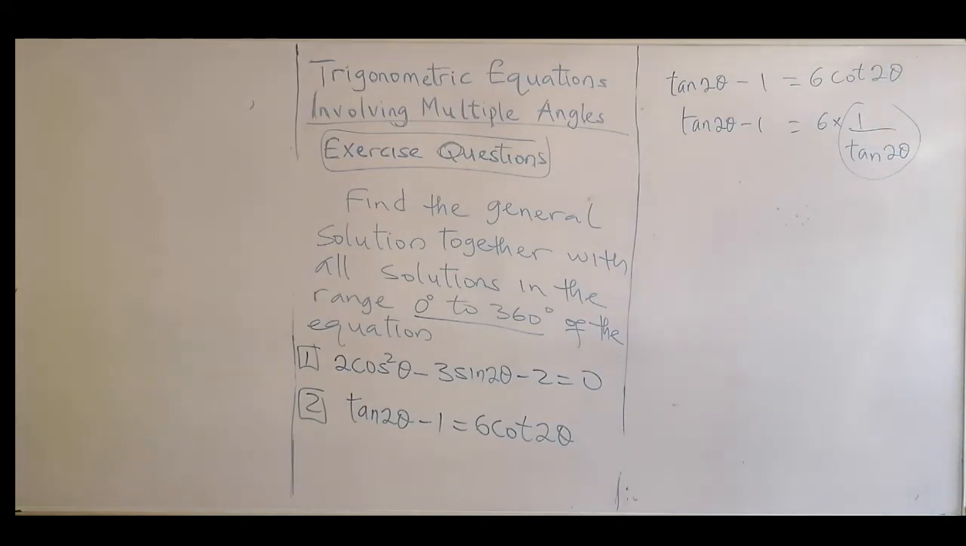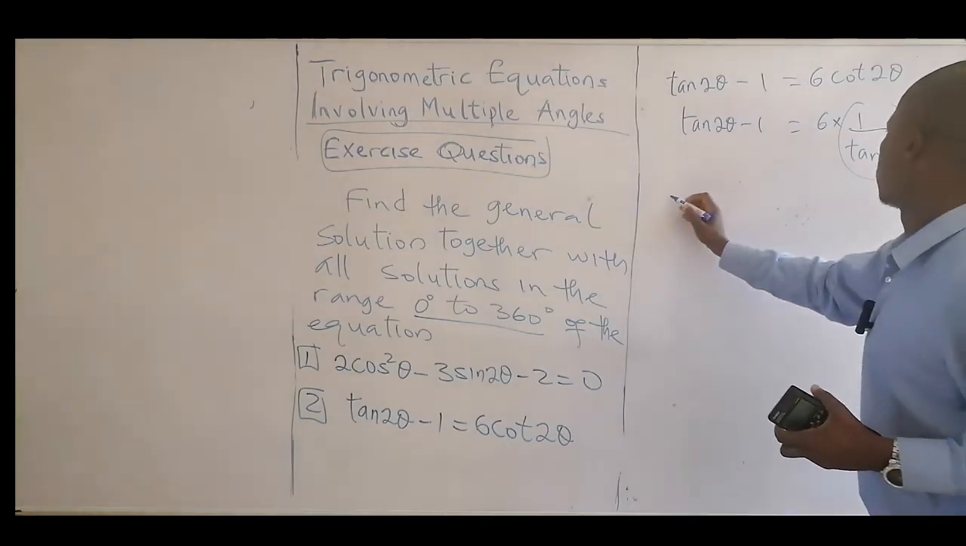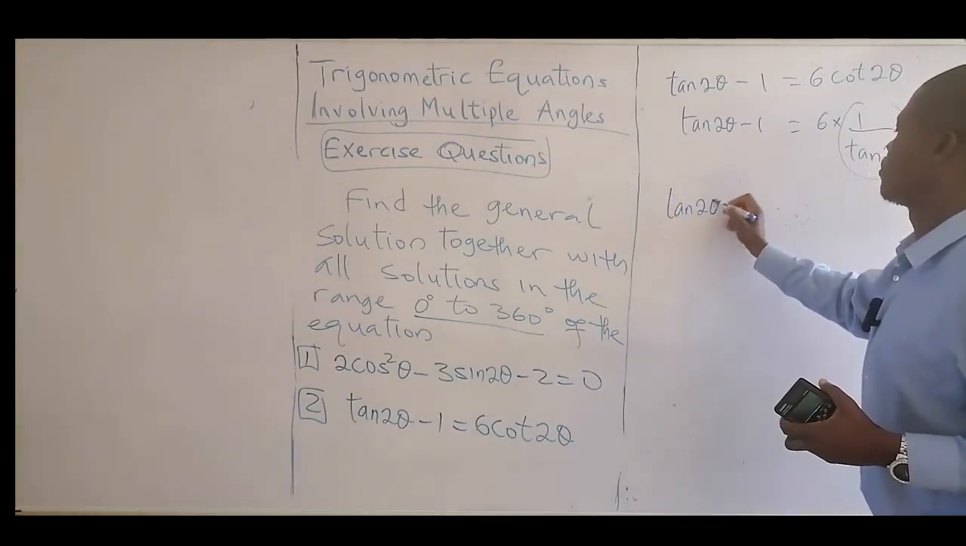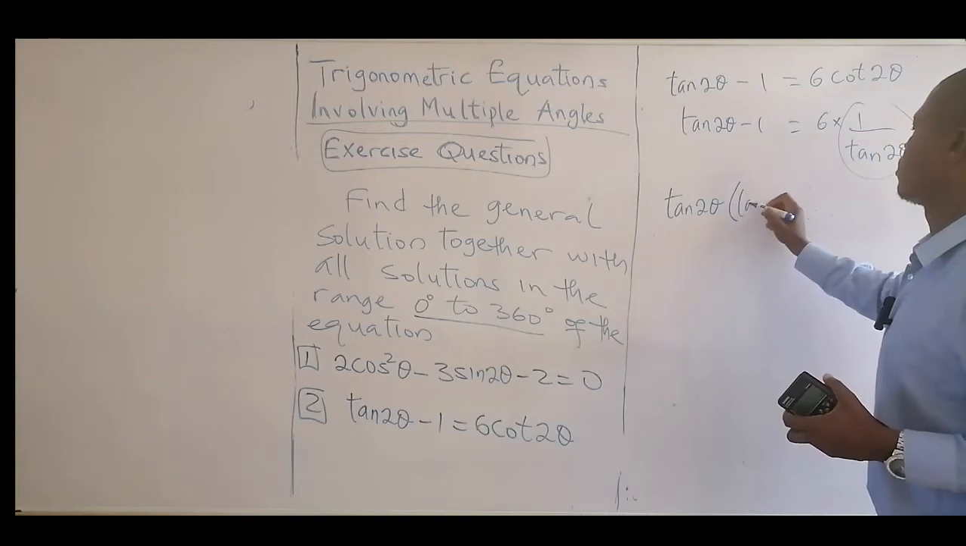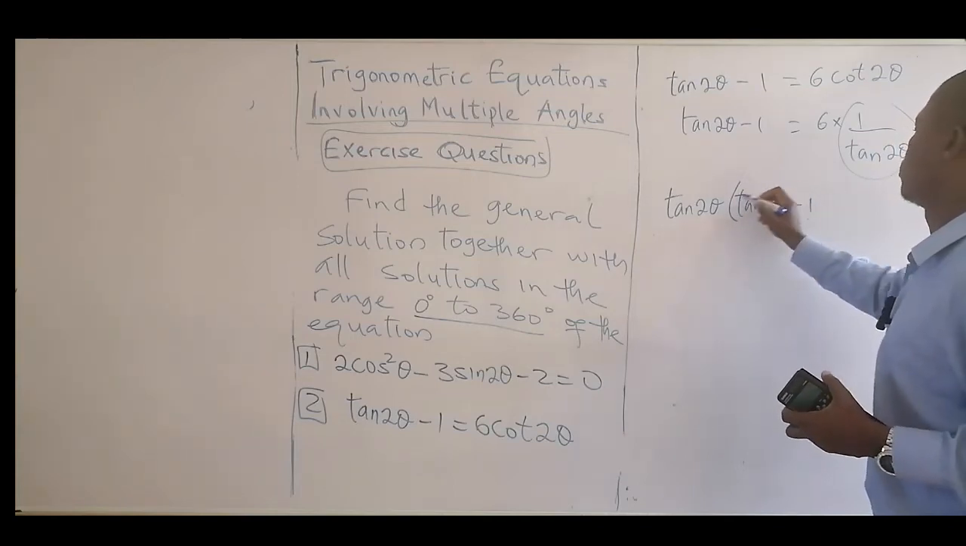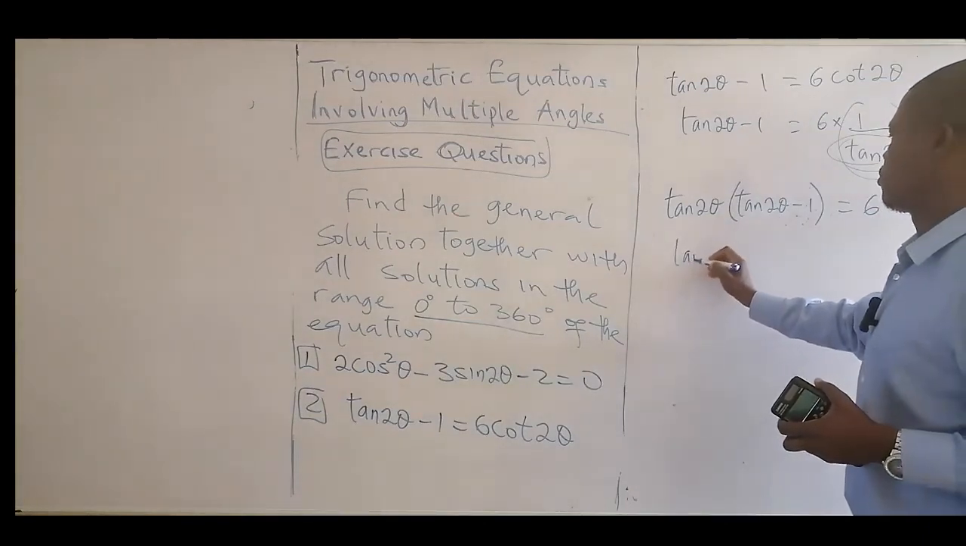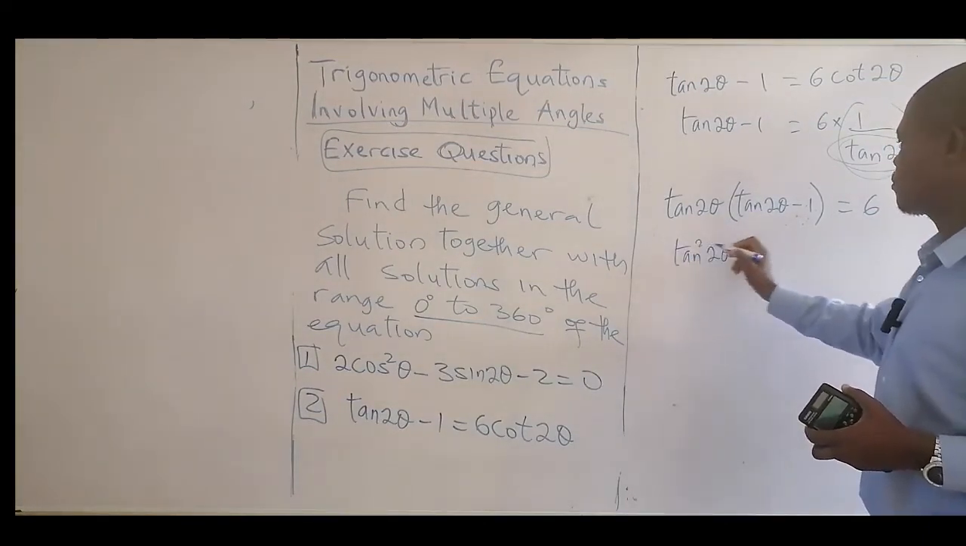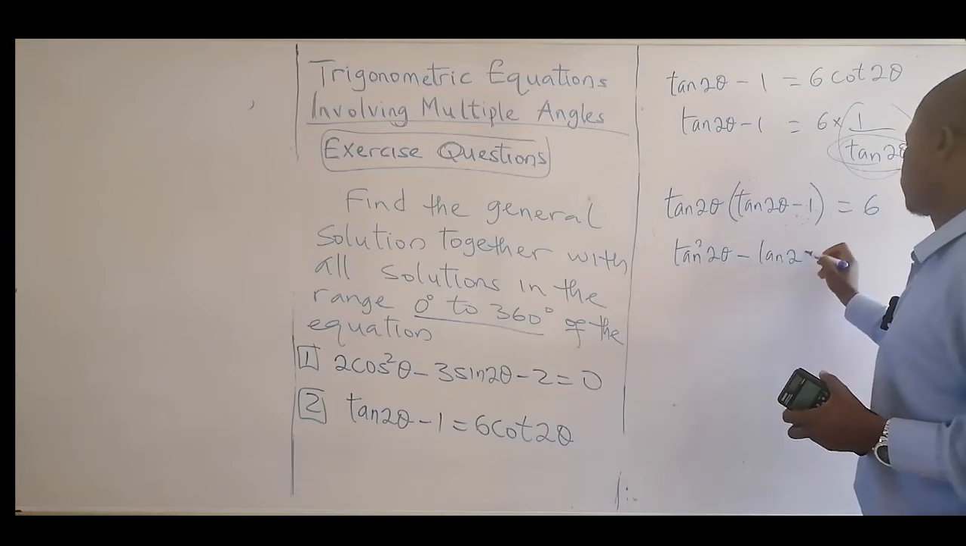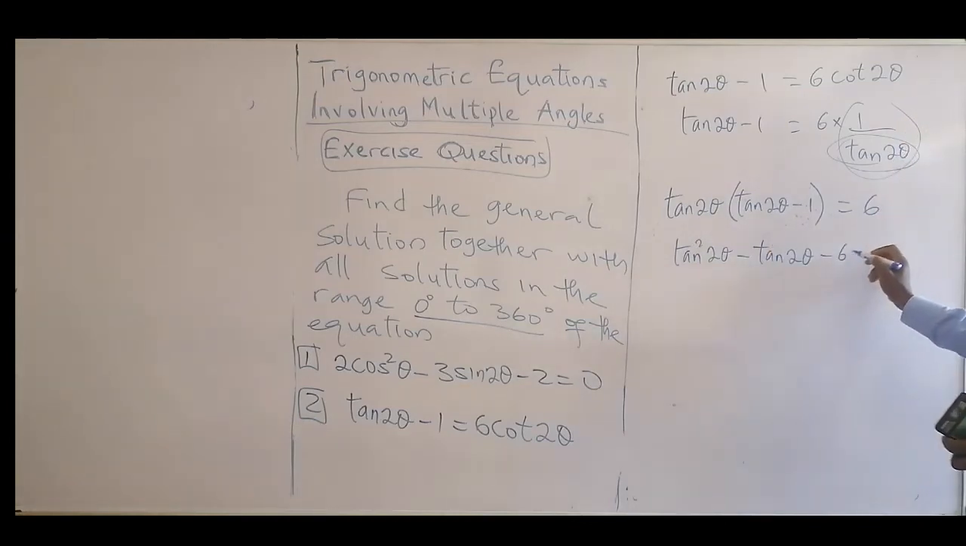Can you cross multiply by multiplying by tan 2 theta? So that will be tan 2 theta into brackets, tan 2 theta minus 1, equal to 6. I'm multiplying through by tan 2 theta, the denominator here. Then you can do your expansion. This will be tan squared 2 theta minus tan 2 theta. Then move the 6 to the left side, minus 6 equal to 0. So this is a quadratic.